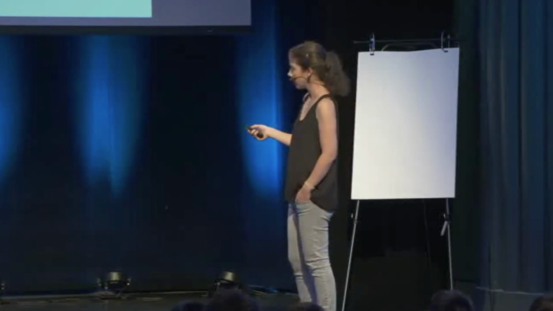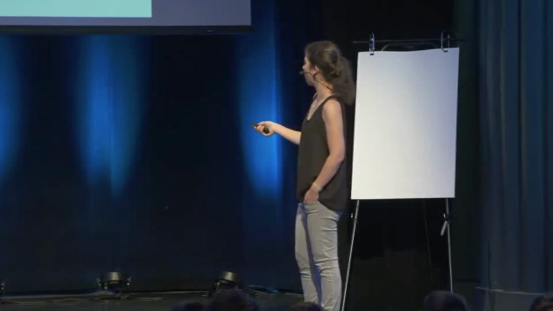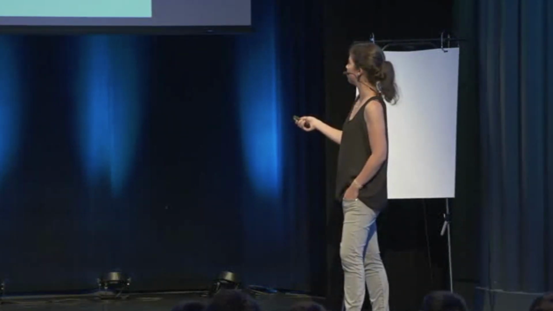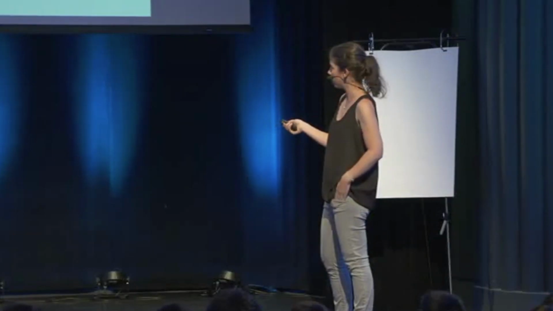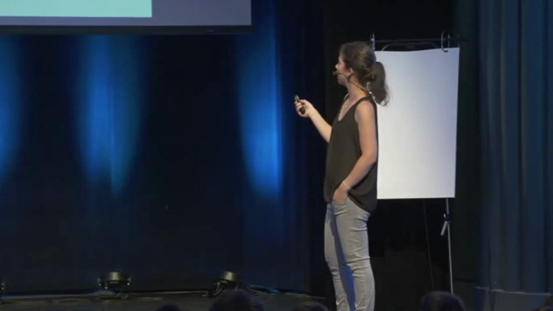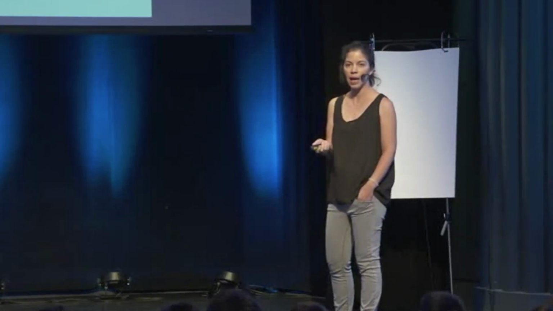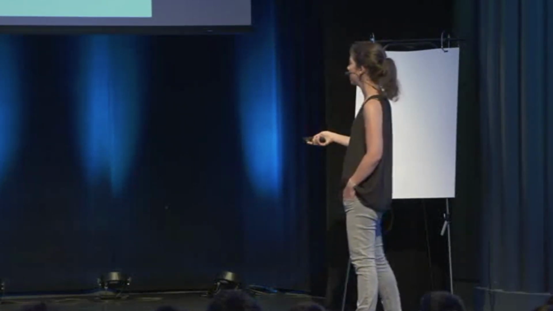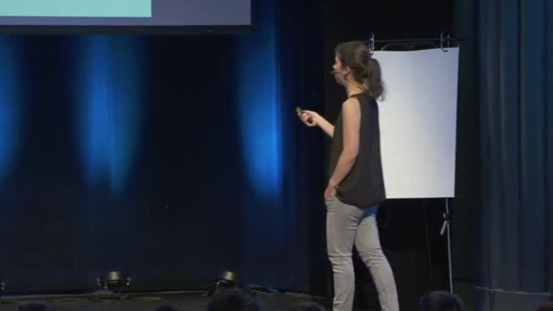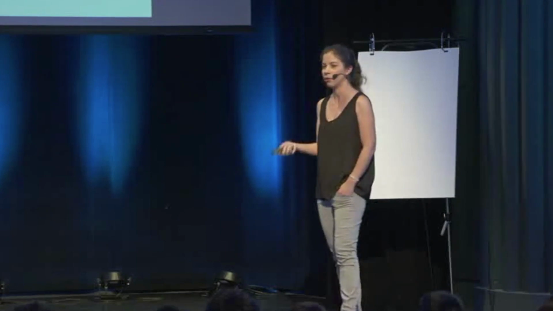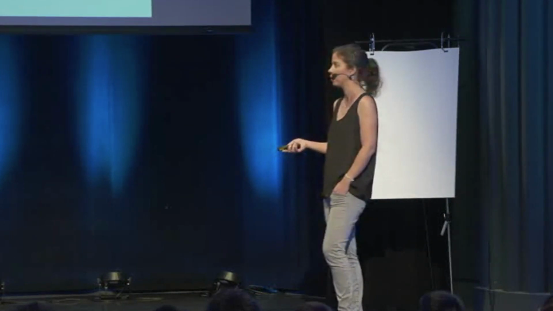Good. So now we're moving away from this IID. We want to consider a more general setting. Now we're looking at a sequential setting, so what I'm going to say now is only relevant for the sequential case. We are moving from the IID to the sequential. We can no longer use the AEP, the asymptotic equipartition property. And this is where the entropy accumulation theorem, the EAT, enters. It will basically replace the AEP for this sequential case.